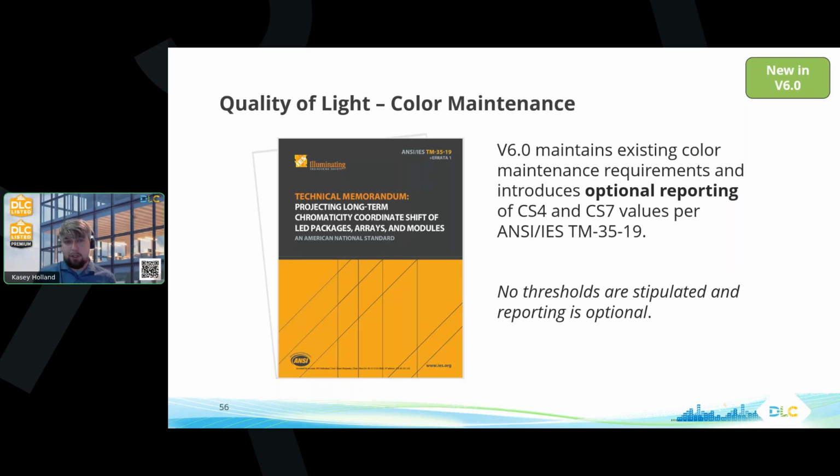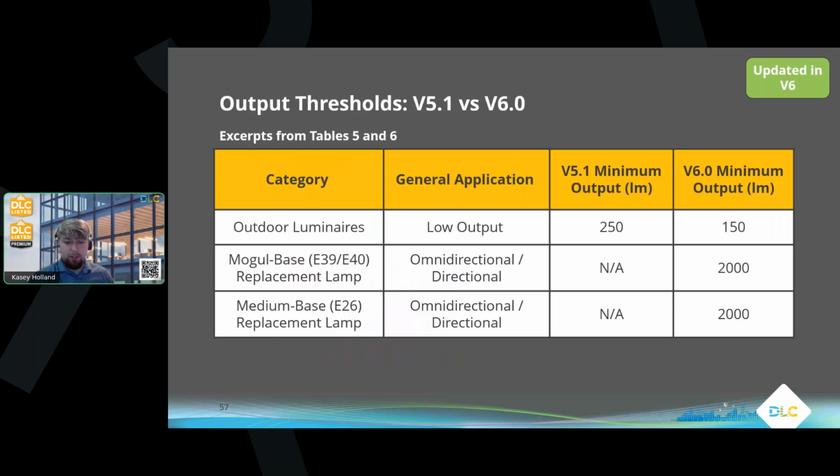Again, there will not be thresholds for this when it is included, and it will be optional to report, but as the first step for us to transition away from DLC's custom color maintenance process and requirements to this industry standardized color maintenance approach. So now let's take a look at some of the more minor changes and additions made to the light output thresholds from version 5.1.